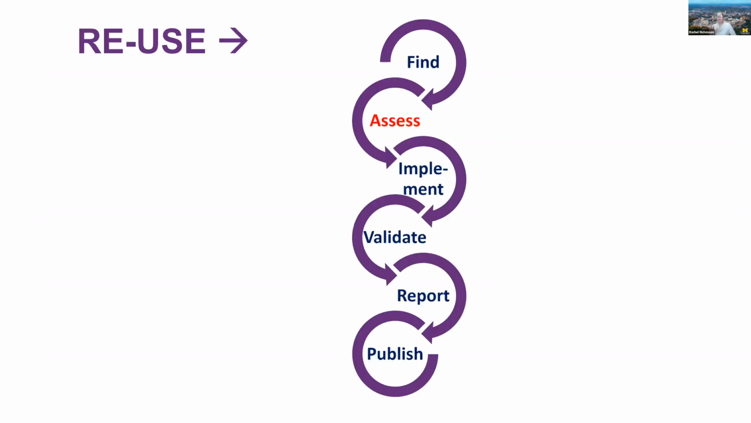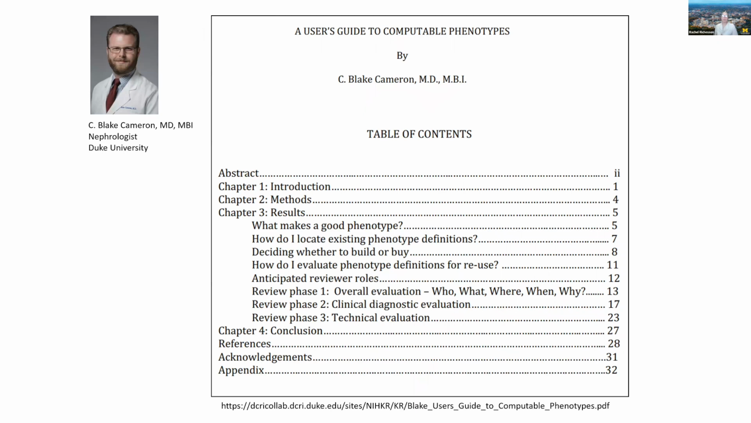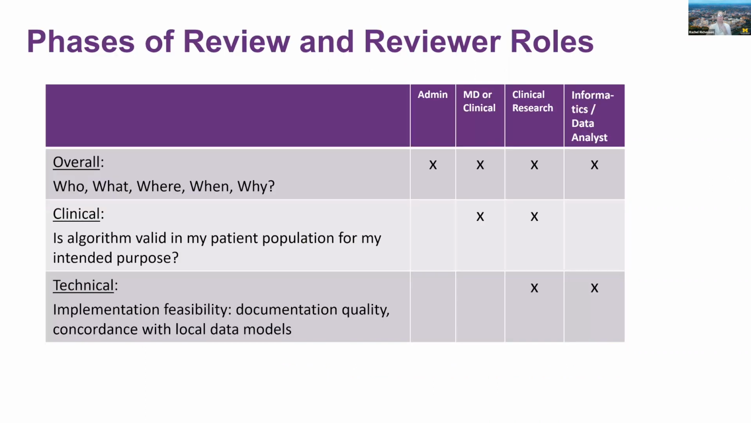So now you've gone through all that and you've found a phenotype, or maybe you just did a consult and a colleague gave you a phenotype. Then the next question is, how do you assess that? How do you even decide if it's usable? And I love to point to this. This was a master's thesis done by Blake Cameron from Duke a number of years ago, still very relevant. He developed a user's guide to computable phenotypes, just to help in that question: do you buy or do you build? Very readable, so I'll provide the link in the resources there.